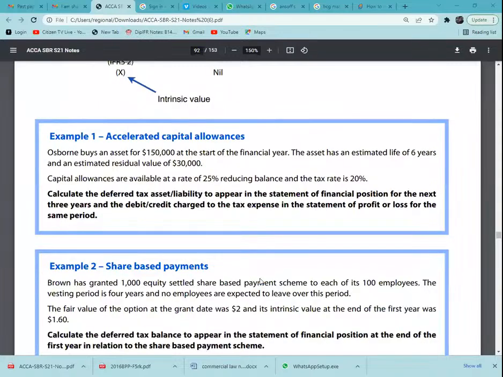But before we go to that, in our class, not yesterday but the day before yesterday, I taught you this thing: carrying value vis-a-vis tax base of an asset. Is there anyone who can, or can we not?